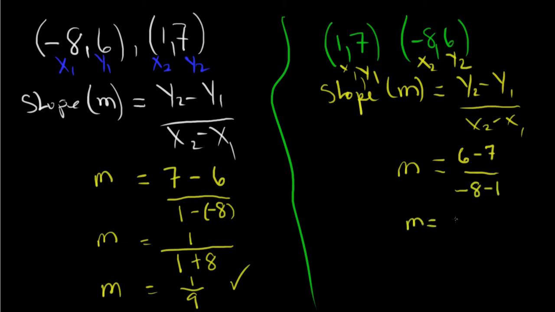m equals 6 minus 7, or 6 plus a negative 7, is a negative 1. Negative 8 plus a negative 1 is a negative 9. Now I'm calling this a negative 1. Once that negative sign gets in front of it, it's now a negative number. It's no longer subtraction. A negative divided by a negative is a positive. So we have, again, a positive 1 over 9. You rearrange those points and you come up with the same answer.